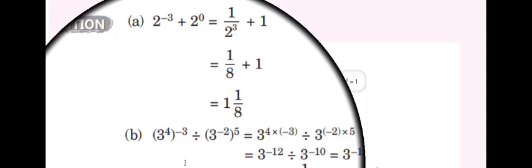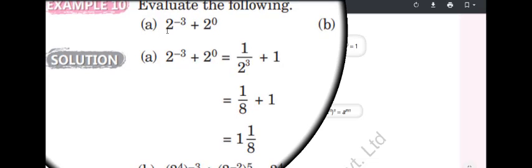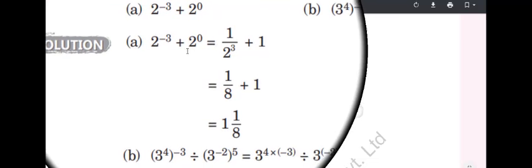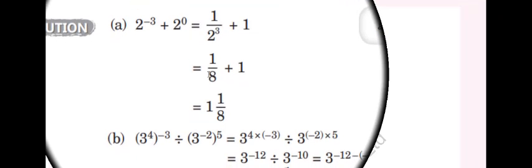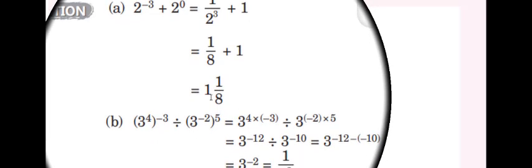Now let us come to the next example number 10. It says we have to evaluate the following: 2 raised to the power of minus 3 plus 2 raised to the power of 0. As you know, 2 raised to the power of minus 3 can be written as 1 upon 2 cubed. On solving, it comes out to be 1 upon 8, and 2 raised to the power of 0 equals 1. Taking the LCM, the result comes out to be 1 and 1 upon 8 as a mixed fraction.